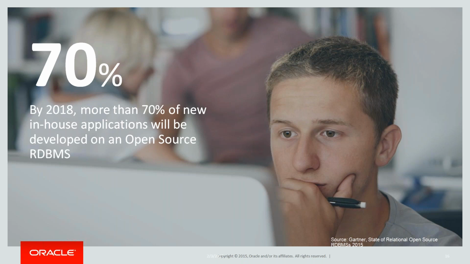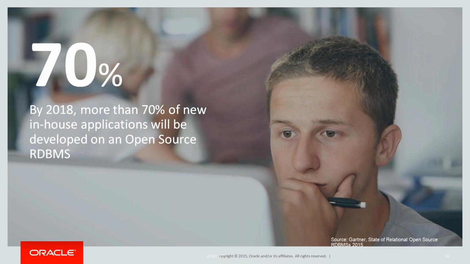So this is an interesting stat here. This is from Gartner when they did a study on the state of relational open source databases. So you can see here that by 2018, more than 70% of new in-house applications will be developed on an open source relational database, RDBMS is a nice short acronym there. So this figure shows that open source is not a fad, or really it's not a niche area either. It's here to stay, and it's quite likely the future, at least when it comes to database.